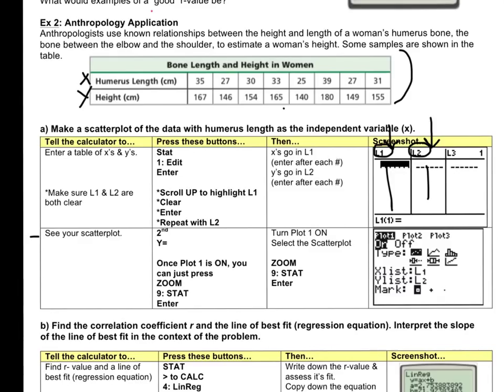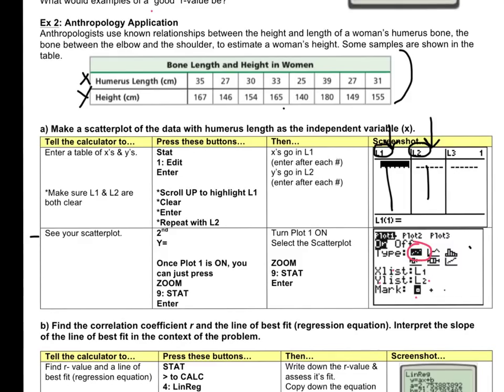So you have to turn the scatter plot on. So you press second and y equals, and your screen will look like this over here. You want to make sure that plot 1 is highlighted, so you just scroll on top of it and press enter one time. Make sure on is highlighted. Make sure that scatter plot is highlighted. That's the one we want. Your X list should be L1, your Y's should be in L2 like we just entered, and then those will be the dots you see on your graph.